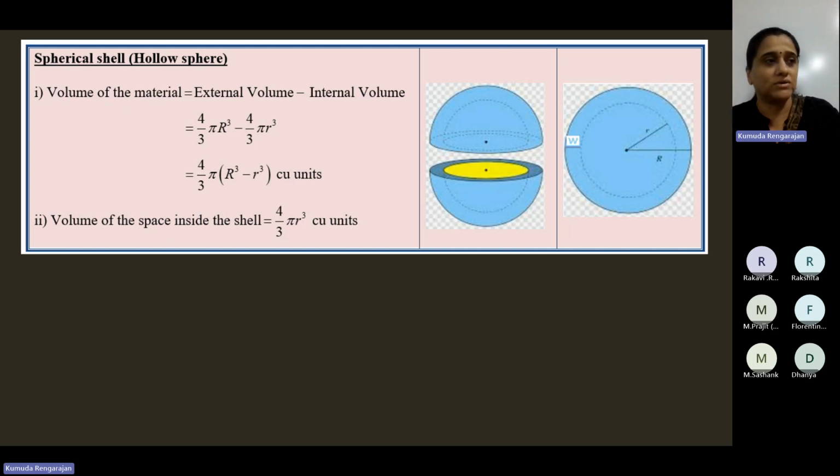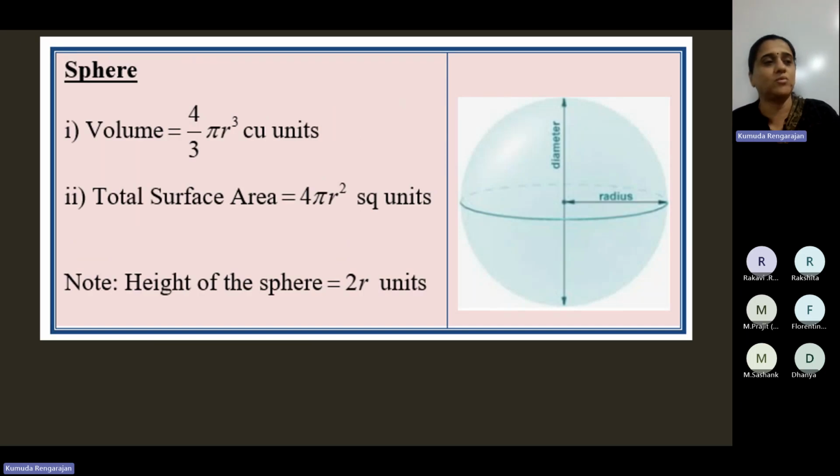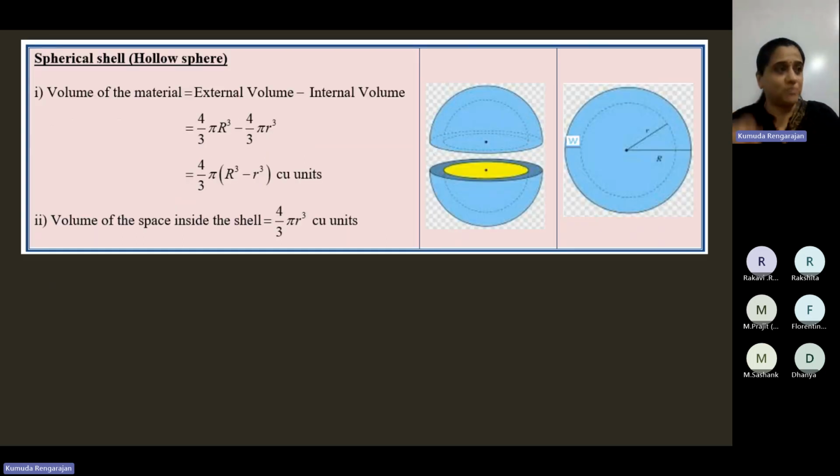So in the case of a coconut, the volume of the material is 4/3 pi capital R cube minus small r cube. But if you want to find the volume of the space inside, that will be only 4/3 pi r cube because inside it's spherical. The formula to find the volume of a sphere is 4/3 pi r cube.